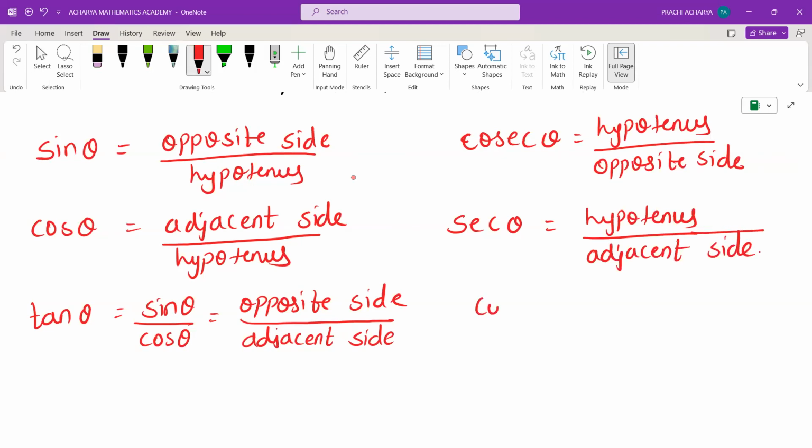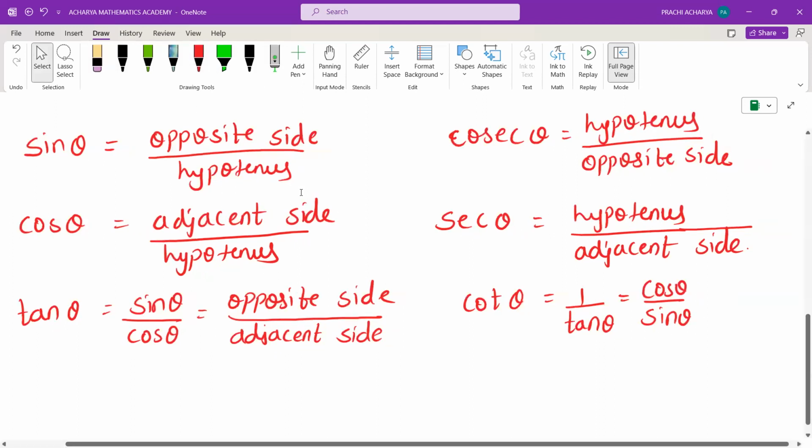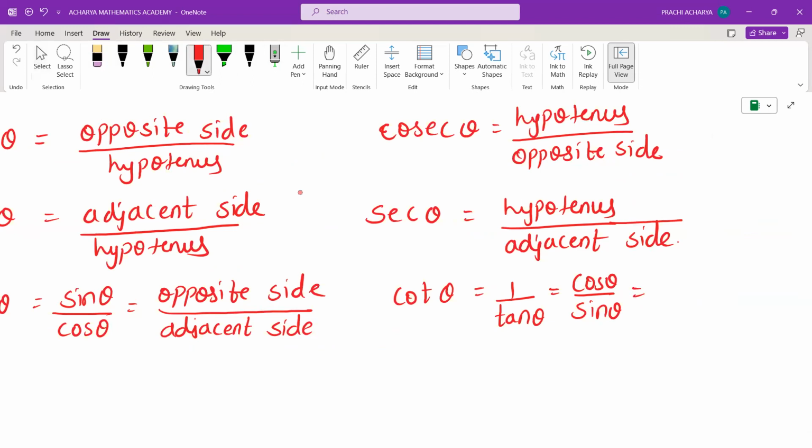Now, the next one is cot theta. That is again reciprocal of tan theta. That is adjacent side upon opposite side. देखो tan theta का reciprocal means आप cos upon sin भी लिख सकते हो उसको. So it can be written as cos theta upon sin theta. So again cos के लिए ऊपर क्या होता है, yes, adjacent side, and sin के लिए क्या होता है, opposite side. So adjacent side upon opposite side.